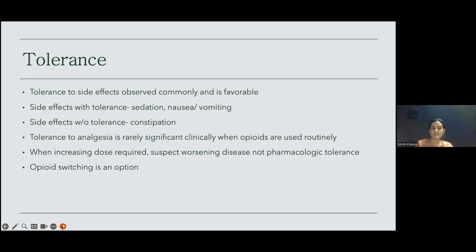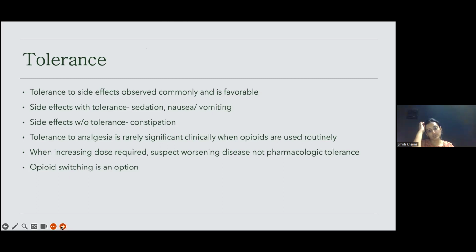Tolerance to side effects is observed commonly, and some side effects which develop tolerance are sedation, nausea, and vomiting. Tolerance to analgesia is not as common, but opioid switching can be an option when the patient becomes tolerant of one opioid and still needs pain relief.